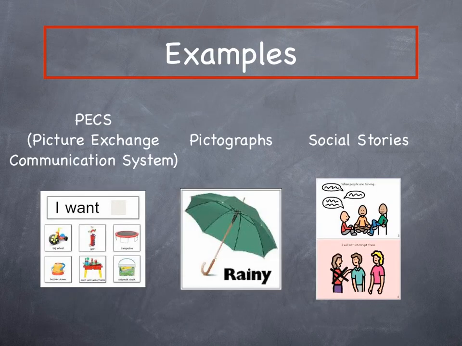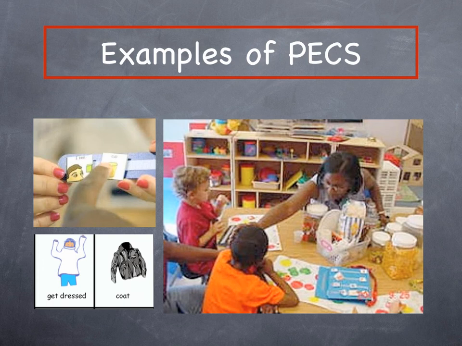Some examples of visual cues include pictographs or pictures, social stories, PECS, which stands for Picture Exchange Communication System, which allows a child to exchange a picture of a desired item for the actual item. It can also be used in conversation where a child who can form sentences using the PECS can respond to questions or ask questions or even comment. Here are some examples of PECS being used within the classroom.